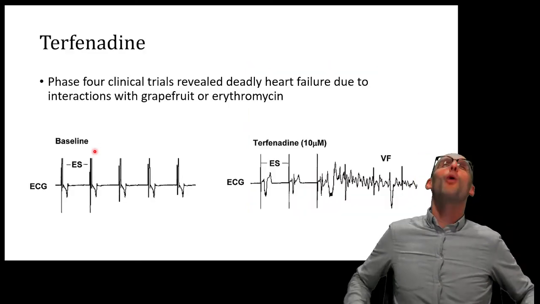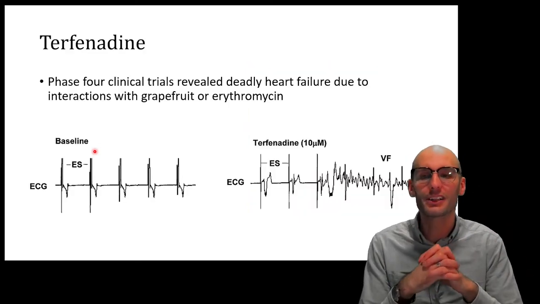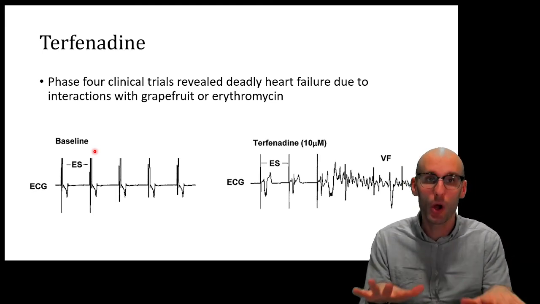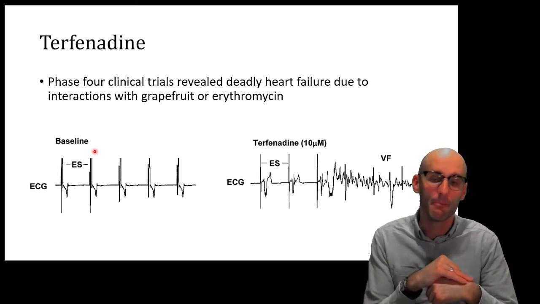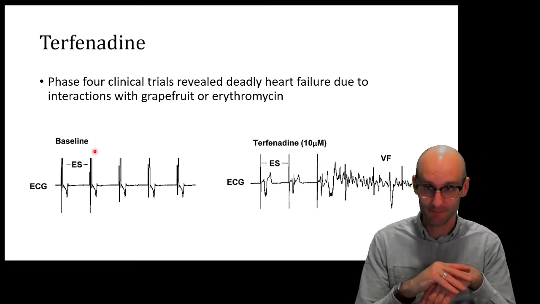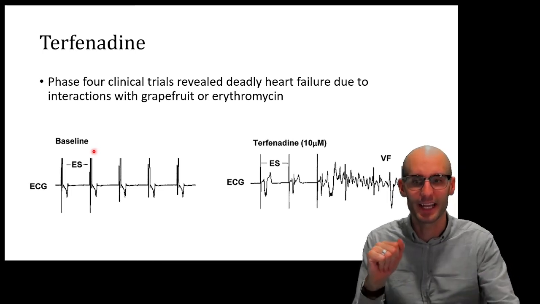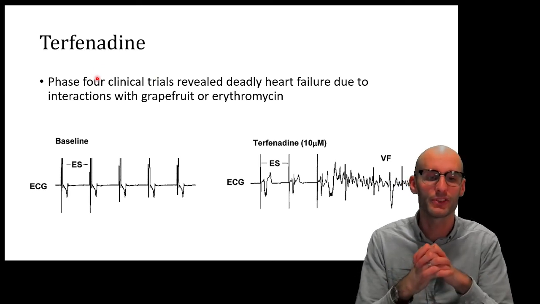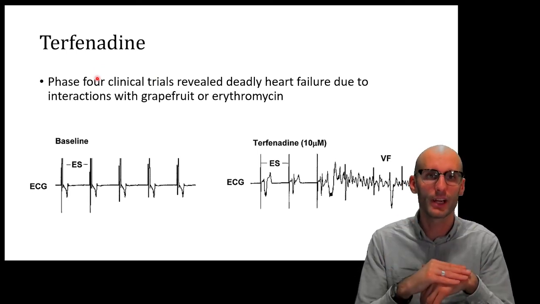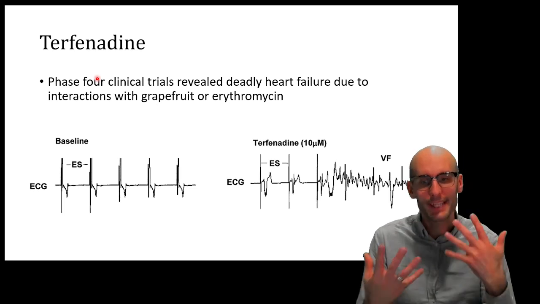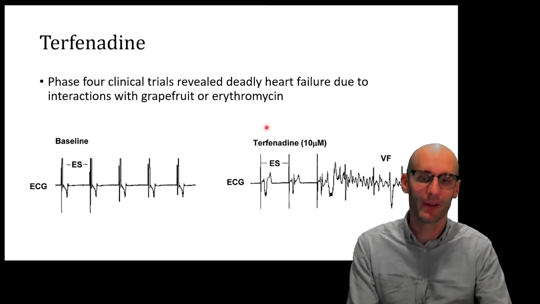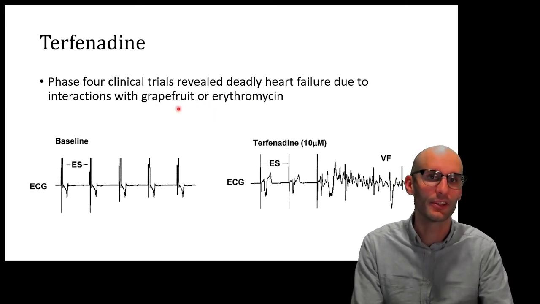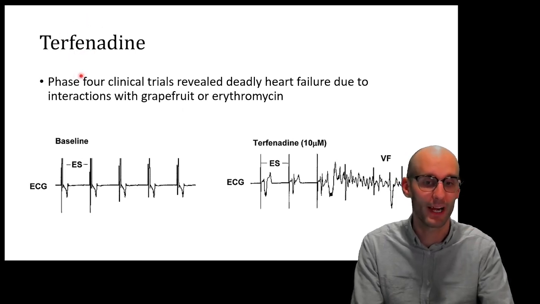However, phase 4 clinical trials revealed something. People were dropping dead at a very low rate, an incredibly low rate. People were dropping dead on these second generation antihistamines. Terfenadine here is one of those examples. There were 2 actually that were produced in the 90s. And so people were taking these non-drowsy antihistamines and they were dropping dead. What was happening? Well, it seemed like there was an interaction with grapefruit and erythromycin. These 2 seemed to block the processing in the liver. So we ended up with really high concentrations of the drug in our blood.